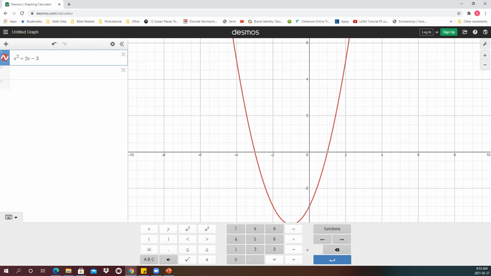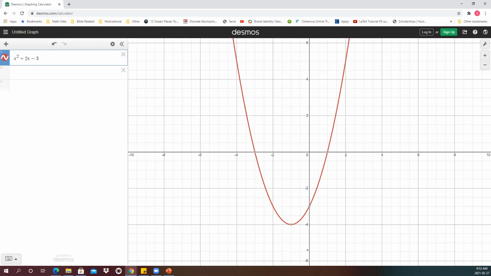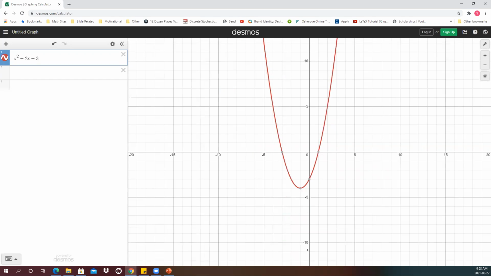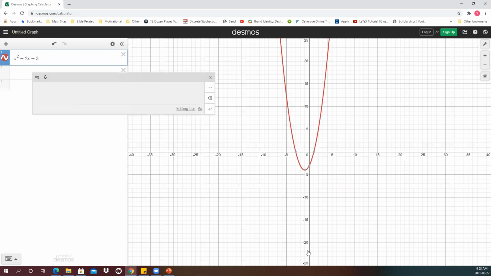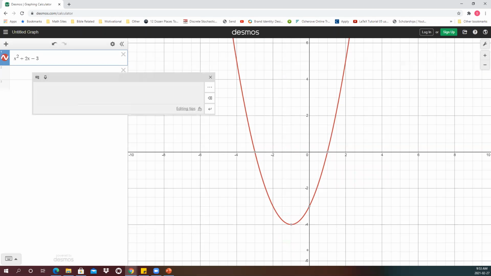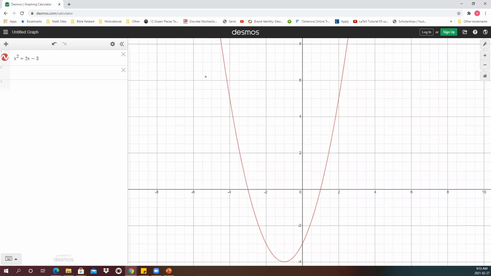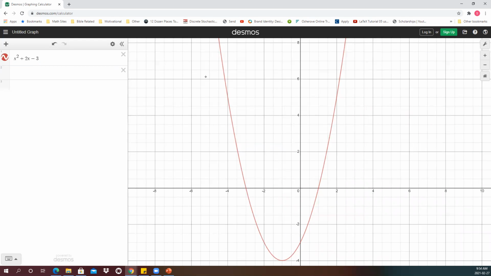Let me just zoom it in like that. Oh, it's all the way. All right, so you should be able to see it. Nice.